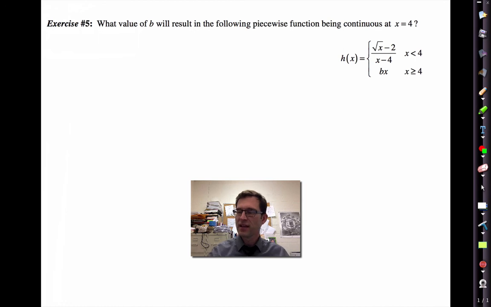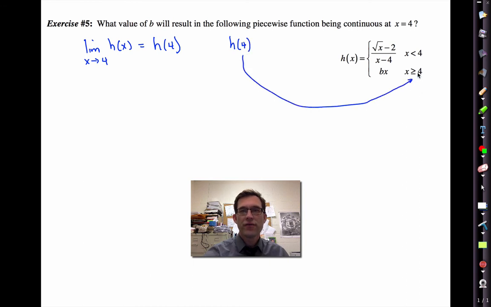All right, let's take a look. This one's a little bit more confusing, but it's still the same idea. If the limit as x goes to 4 of h of x is equal to h of 4, then it will be continuous. Now h of 4, well, let's see. 4 is right there. It would be b times 4, which is 4b. So that's h of 4.